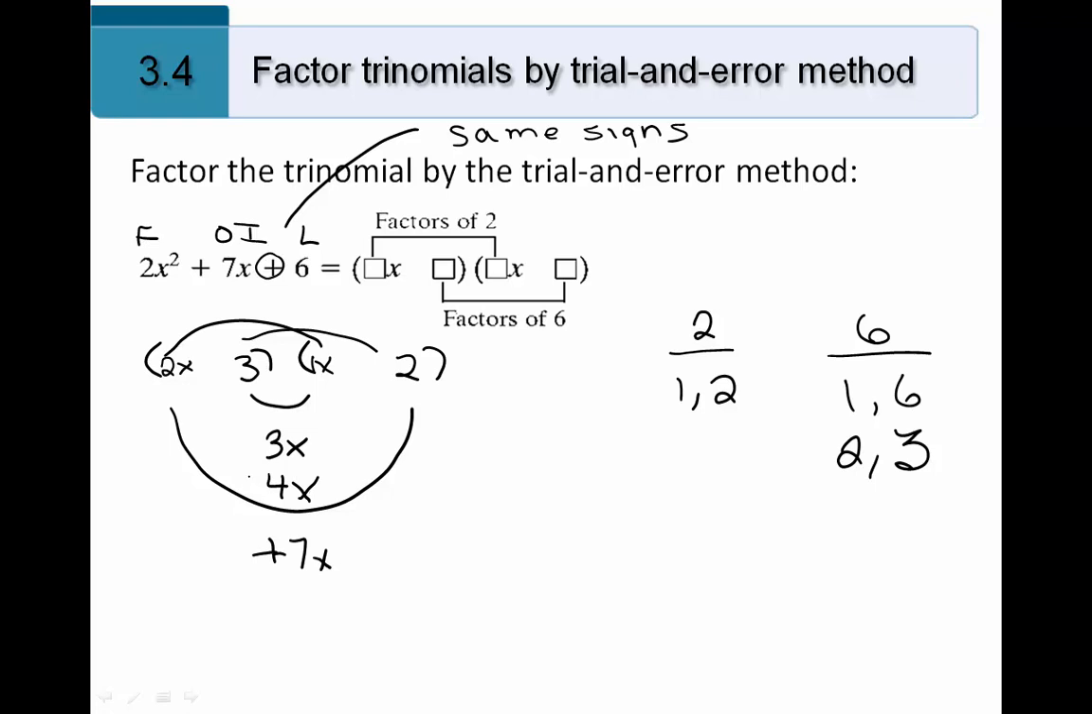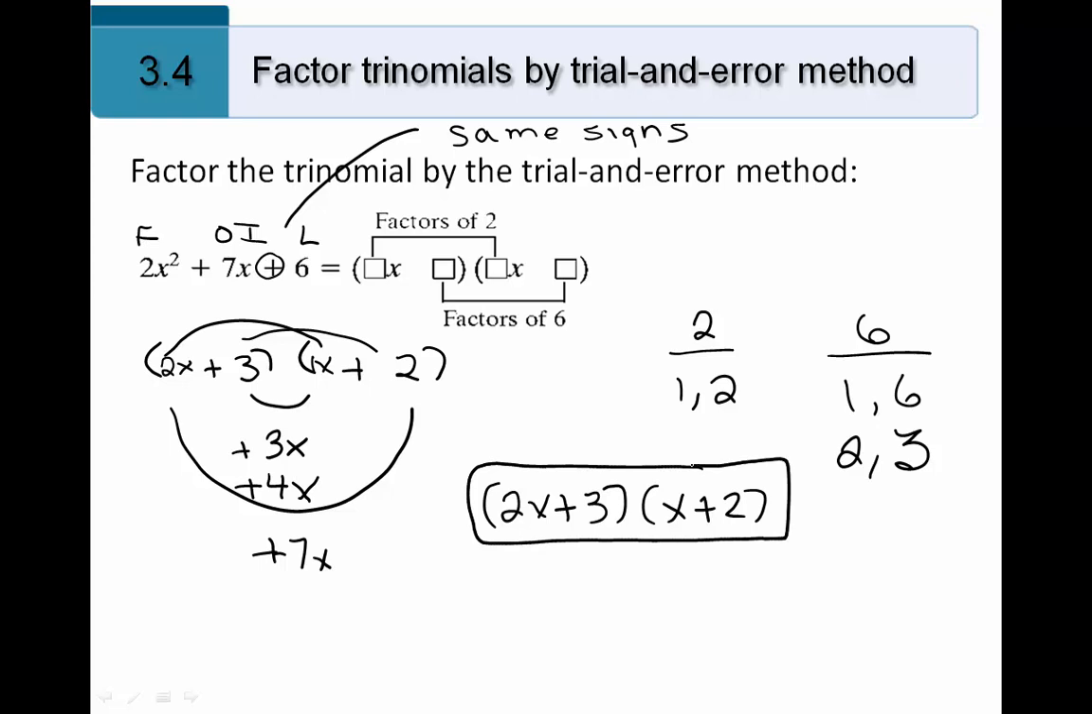My signs have to be the same. They would both be positive in this case. And recall, we just double check using FOIL. 2x times 1x is 2x squared. If I check my L, 3 times positive 2 is 6. So this factors to 2x plus 3 multiplied by x plus 2. Or you could also have x plus 2 multiplied by 2x plus 3. How was that? Let's try some more.